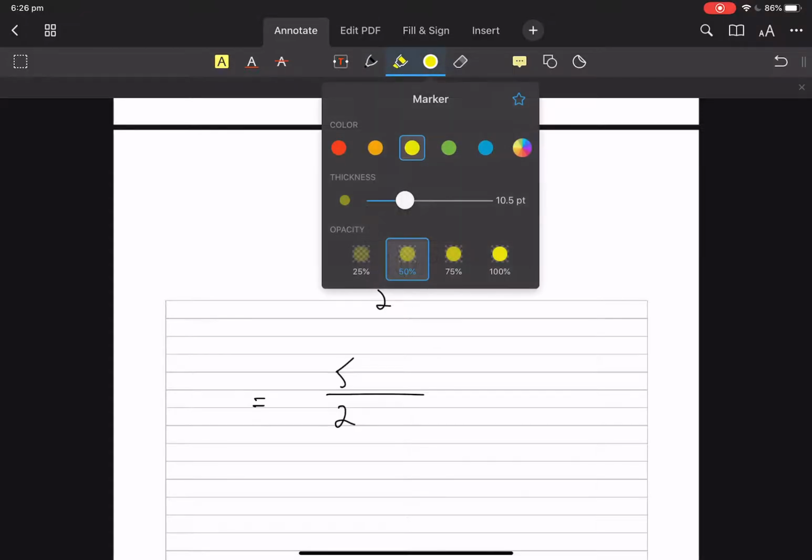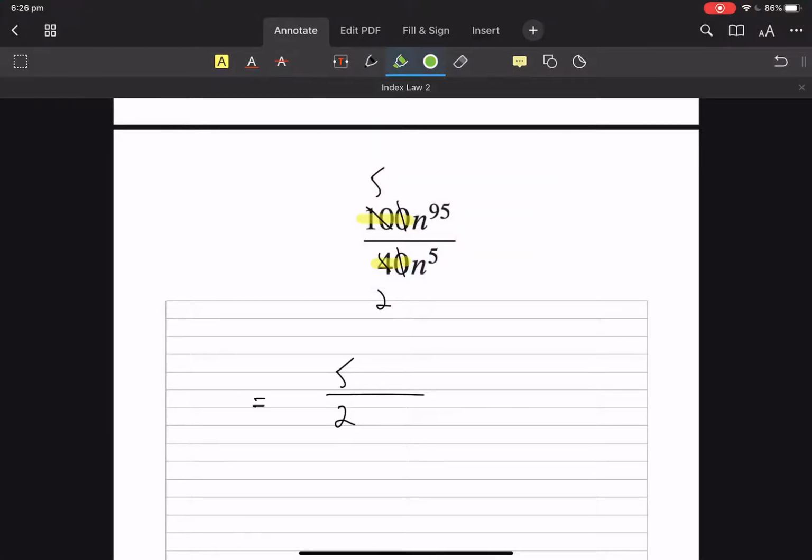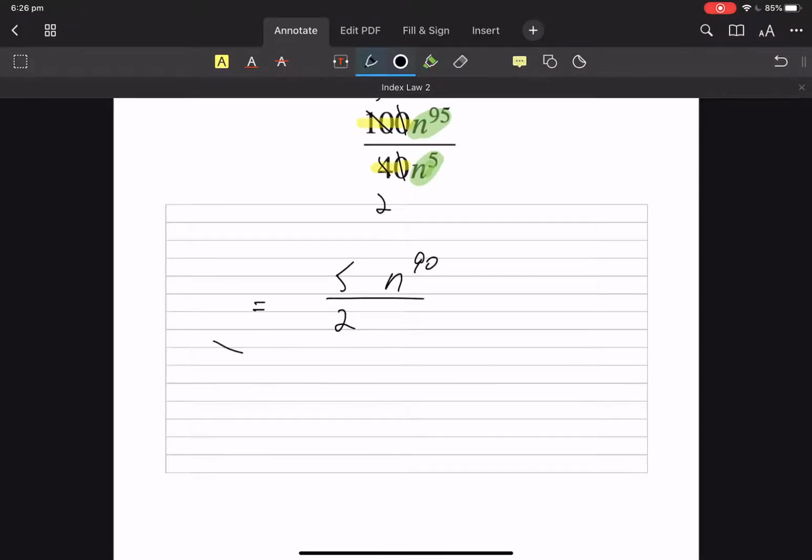Then I'm going to look at my letters. I'm looking at the ns and I'm going, how many ns are on top? You're going to say 95. How many ns are on the bottom? 5. After they cancel, how many are left over? You're going to say, there's 90 left over on the top. So that is the answer.